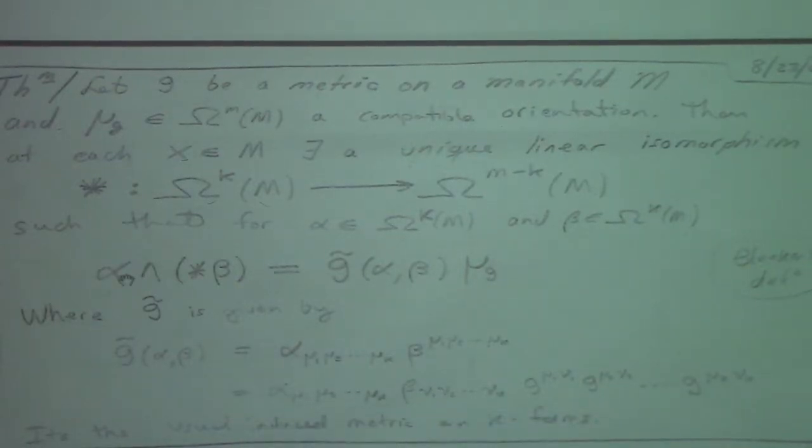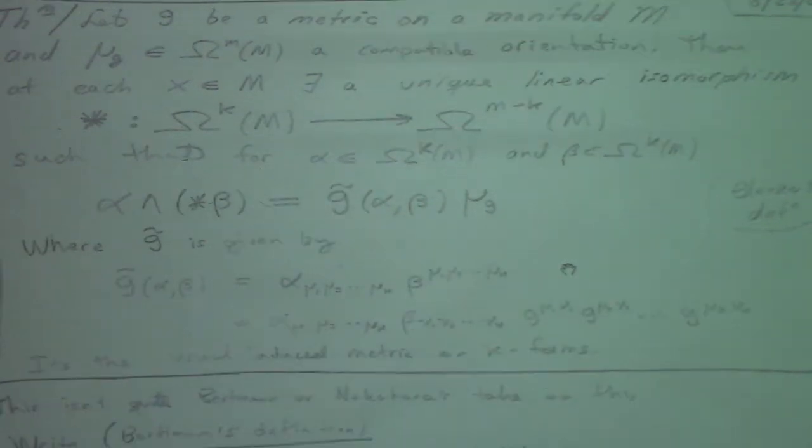So, in other words, this is a k-form, this is an (m minus k)-form, so we have a total of an m-form, but mu G is a given m-form. And so this implicitly defines star beta. Here's the formula for G tilde.